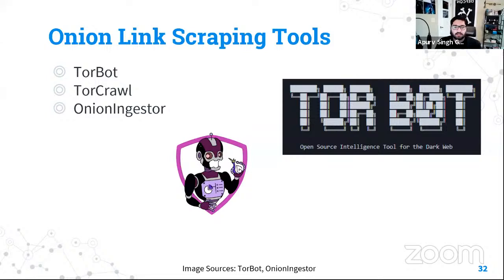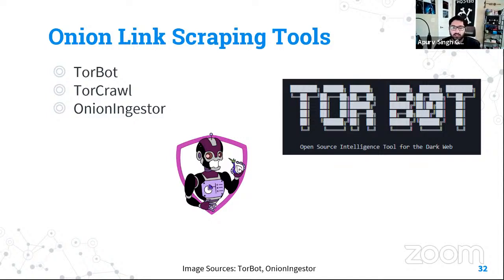Now the last category is onion link scraping tools. You have got all those onion links, and you know which onion links you want to search based on your requirement, or based on the tools that you used. Now you want to scrape the data out of those onion links. Again, there are three different tools in this category.